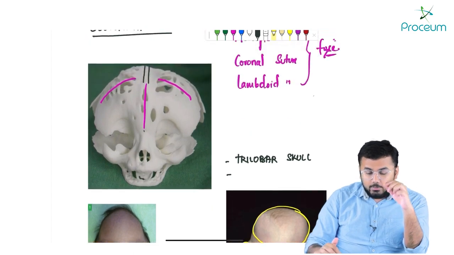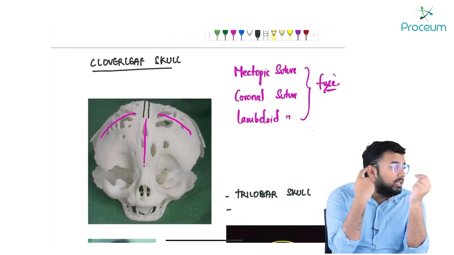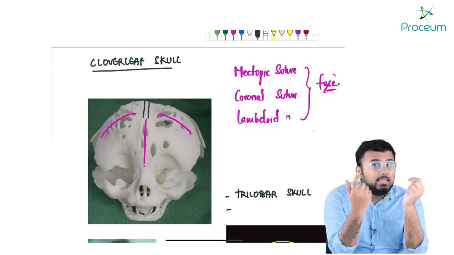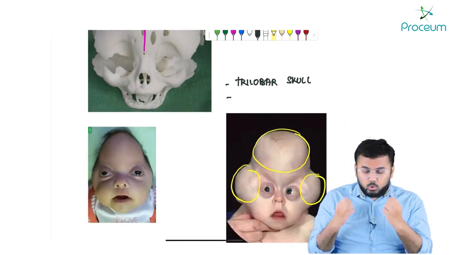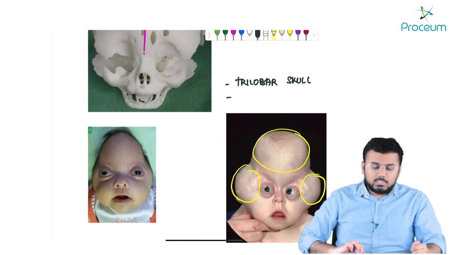Yes or no? And the second important thing is that here and here we have the sphenoid and mastoid sutures. They are also not fused. So the brain even starts growing in this way also. That is why you can see two lobes on either side. So that is why it is called a trilobar skull.